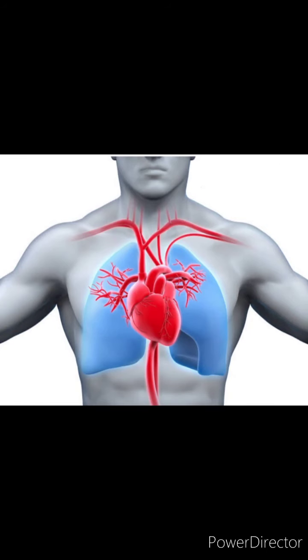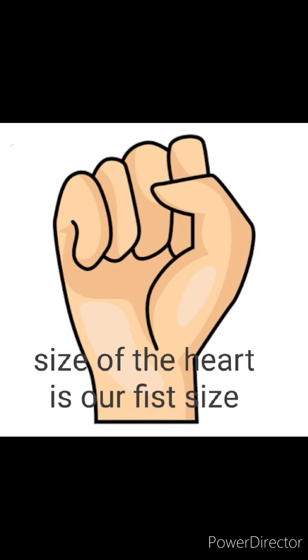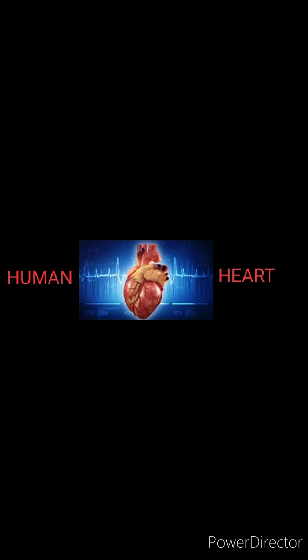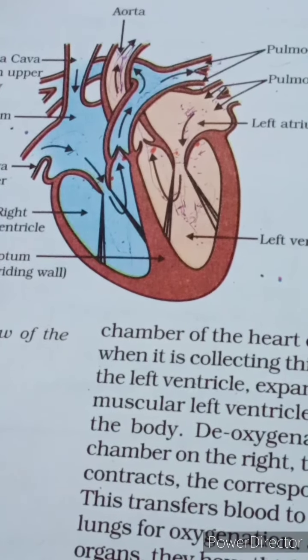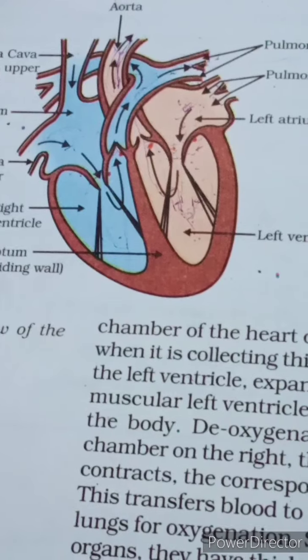With the help of this image you are able to understand the location of the heart and the size of the heart, that is, it's equal to our fist size. Both the heart and lungs are well protected inside the rib cage.